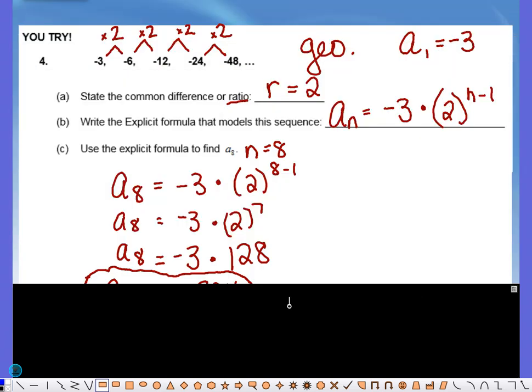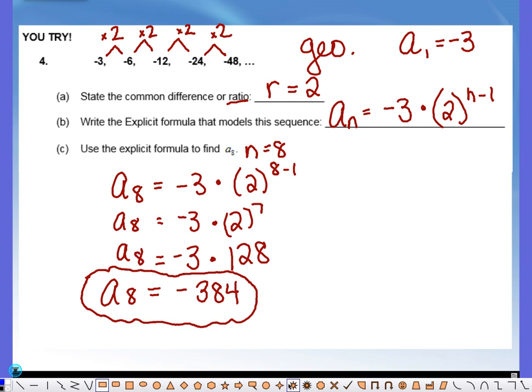Okay, so at this point you should have completed number 4 and 5 on your own using your explicit formulas on the front of your page. Here's the answer for number 4. Make sure you take a look at each of your pieces. Make sure your formula is correct. And in this example, the 8th term of the sequence would end up being negative 384.